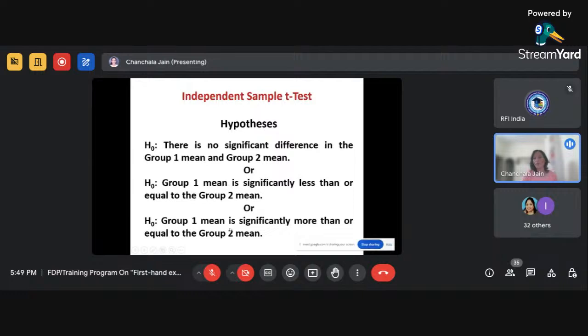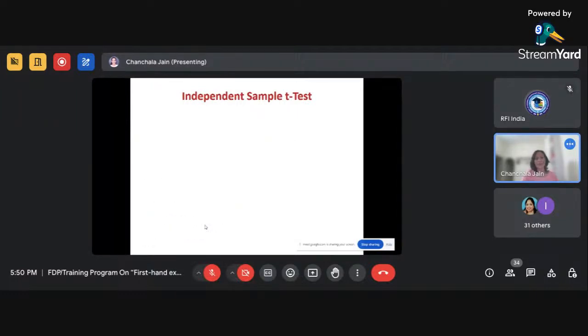Then group 1 mean is significantly more than or equal to group 2 mean. So it is again a case of a one-tailed test. So that way you can write your null hypothesis in case of one-tailed and two-tailed tests in terms of text or in terms of words, right?